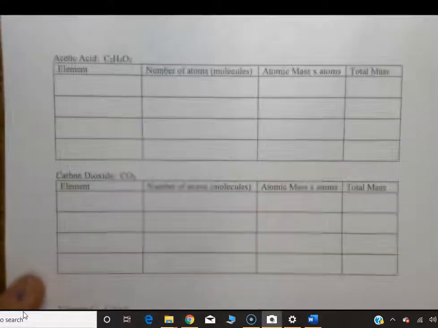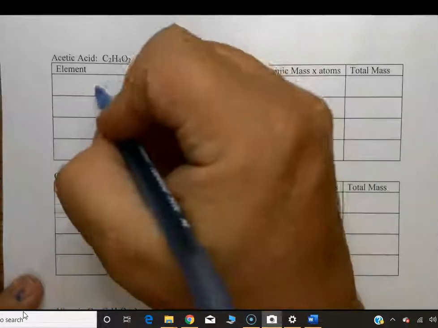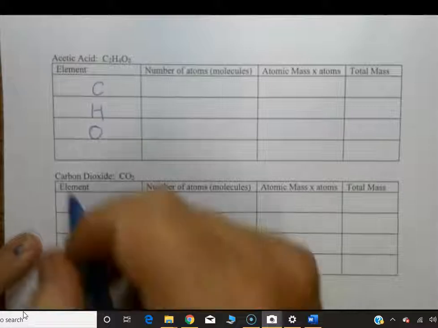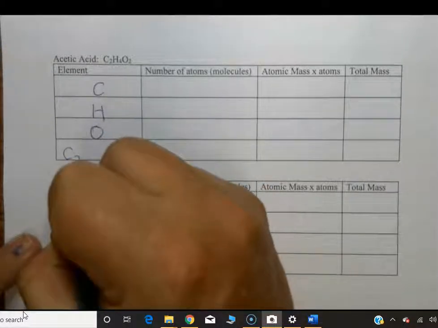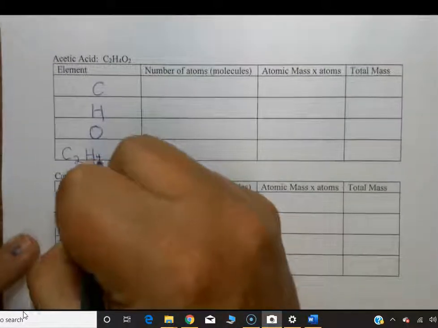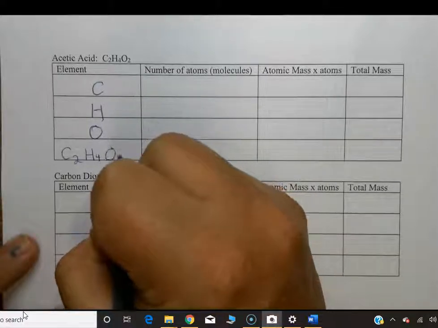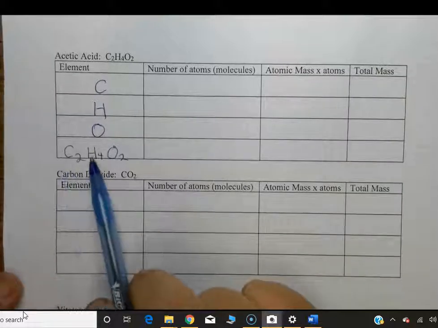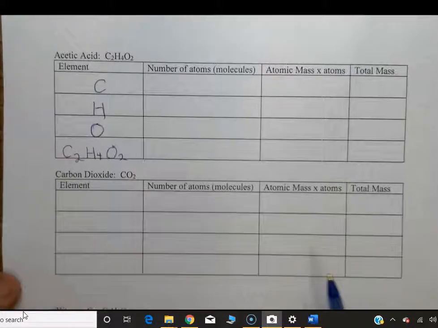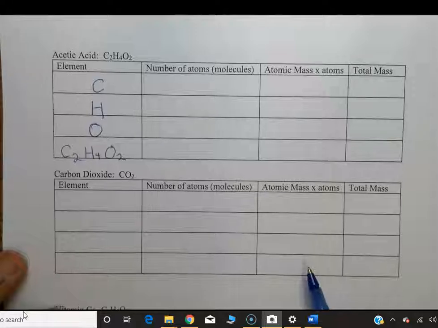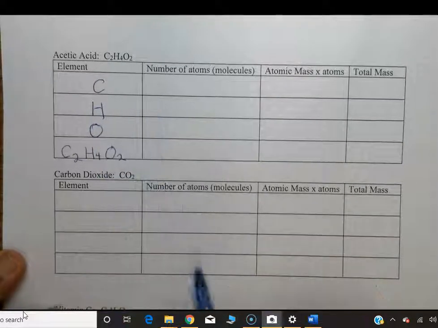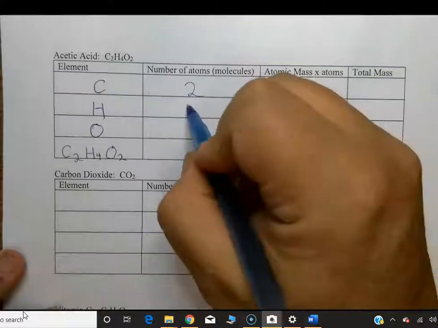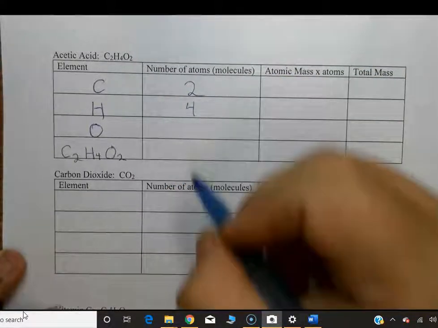So acetic acid is C2H4O2. I'm going to put a C, an H, and an O here, and then I'm going to put the entire chemical compound here. What these subscripts mean is that's how many atoms of each of these elements you have in this molecule. Notice that these are nonmetals. They're covalently bonded, and they form independent structures called molecules. So the number of atoms is, for carbon 2, for hydrogen 4, and for oxygen 2.